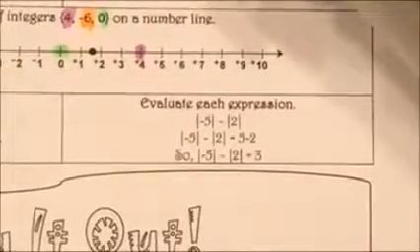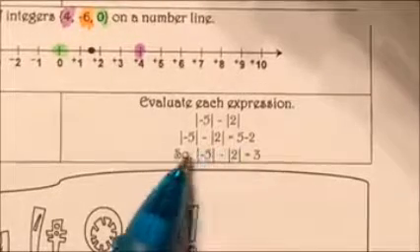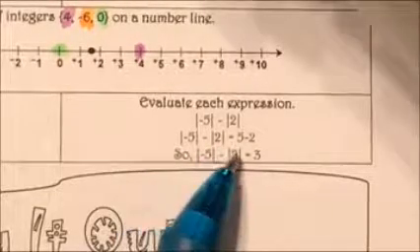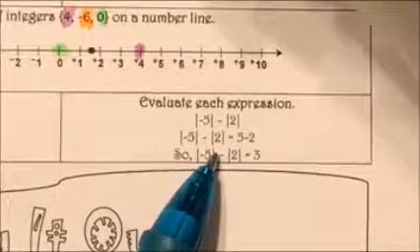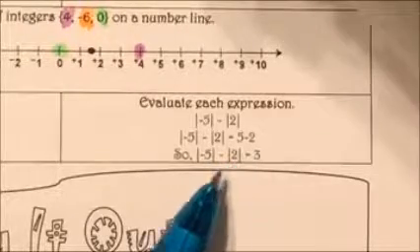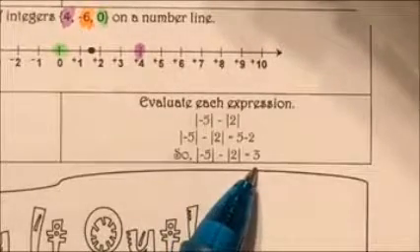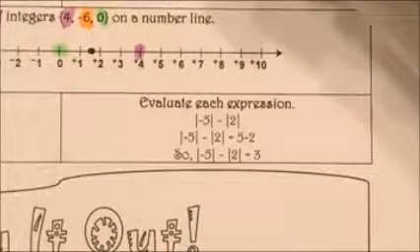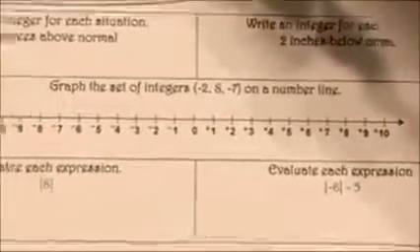Okay, then I can evaluate each expression. I have the absolute value of -5 minus the absolute value of 2. The absolute value of -5 is 5 because it's 5 away from 0. The absolute value of 2 is 2. So 5 minus 2. So the absolute value of negative 5 minus the absolute value of 2 equals 3, because 5 minus 2 equals 3. Okay. There are a couple of try it problems down here. Go ahead, try out the try it problems, pause the video. When you come back, we will go over the answers together.